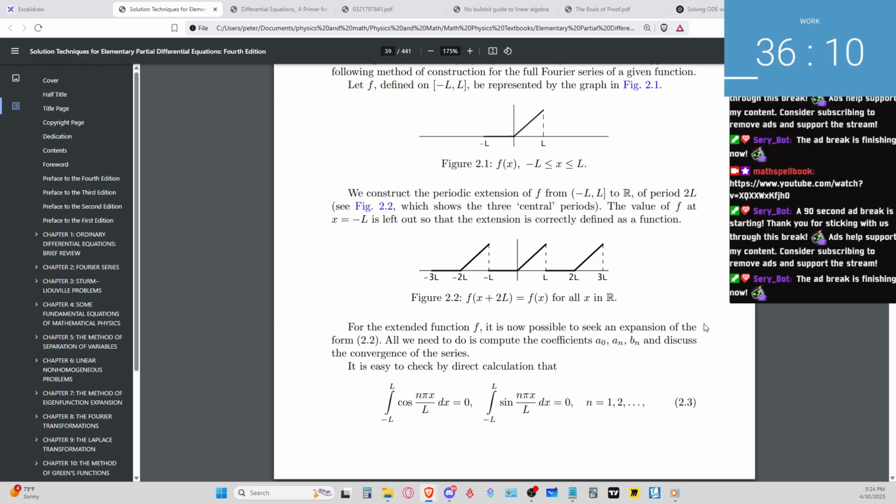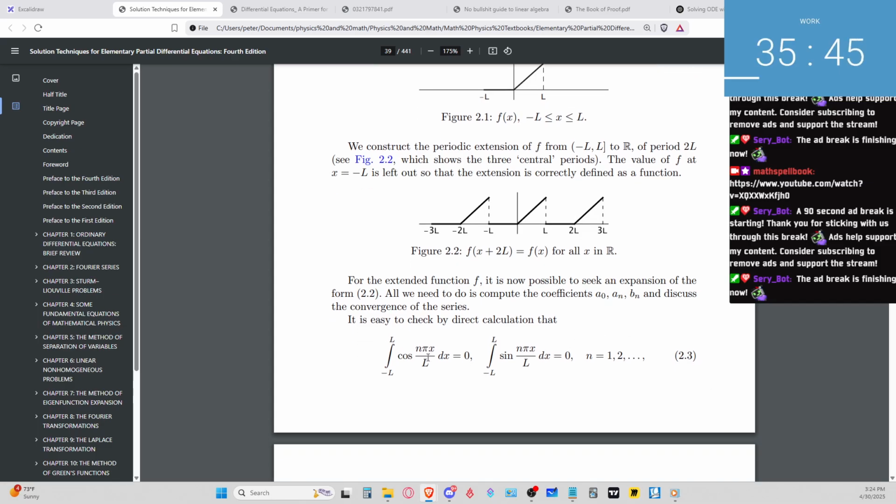For the extension f, it is now possible to seek the expansion 2.2. All we need to do is compute the coefficients a naught, a n, and b n, and discuss the convergence of the series. It is easy to check by direct calculation the integral from minus L to L. So in this case, L plus 1 equals 0.